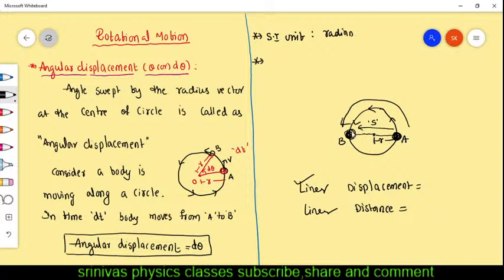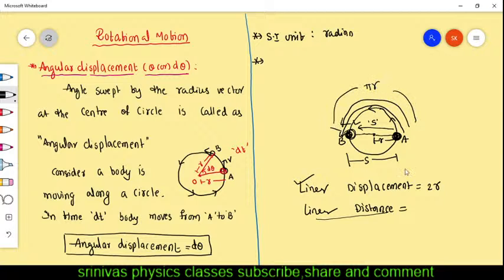A is the initial point and B is the final point. The shortest distance between A and B is this one, right? This is the shortest distance, that is called the displacement. From the figure, the linear displacement is 2r. This is a straight line length. What is the linear distance? Distance means the length of the actual path. Actually, the body is going like this. This actual path length is called distance. This distance is also called path length.